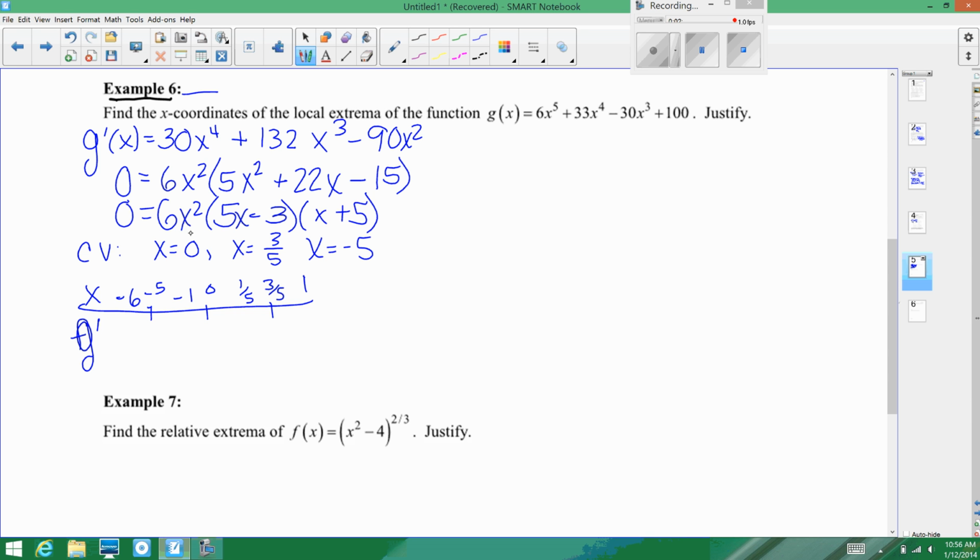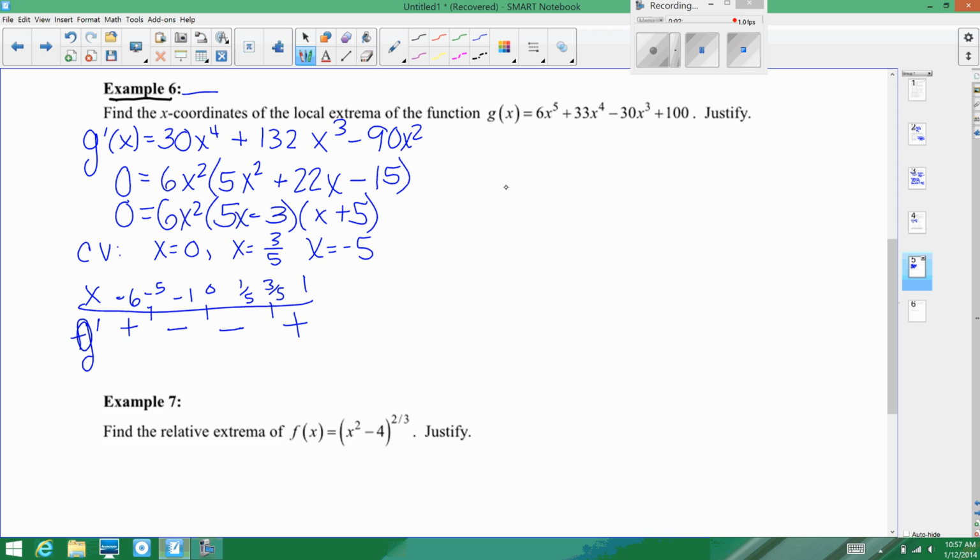So we plug in a -6. This will be positive, this part will be negative, and this part will be negative. So if we multiply those out, we'll get a positive number. Here we get positive, we would get a negative number, and then a positive number. So this one's going to be negative. For 1/5, positive, that'll be negative, and this will be positive, so we have another negative value there. And plug in 1, we get positive, positive, and positive.